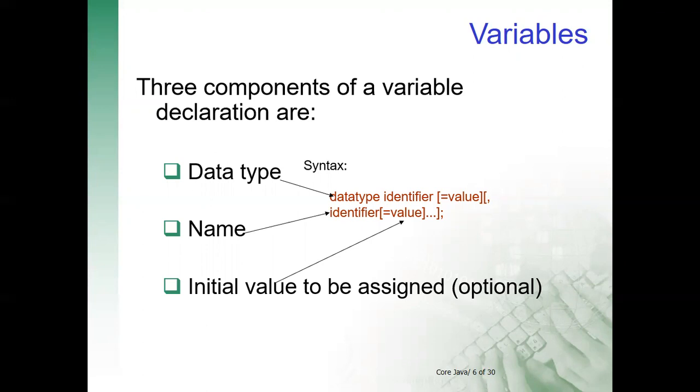For example, I want to declare a variable in my Java program. So I have to follow a certain syntax, a certain rule. What is the rule I have to follow? First I need to define the data type, followed by the name of the variable, equal to, and then you can have the value for it. It's optional. If you want, you can put a value for the variable, or if you don't want it, you need not put a value. So this is the syntax that you're going to follow.